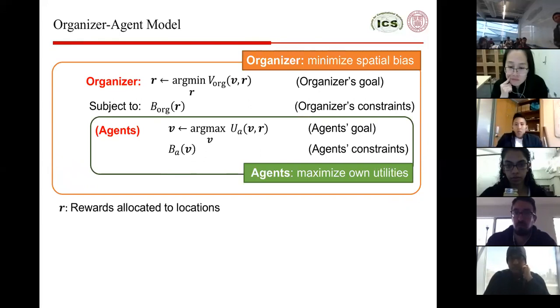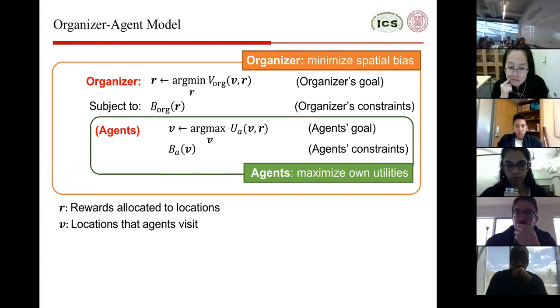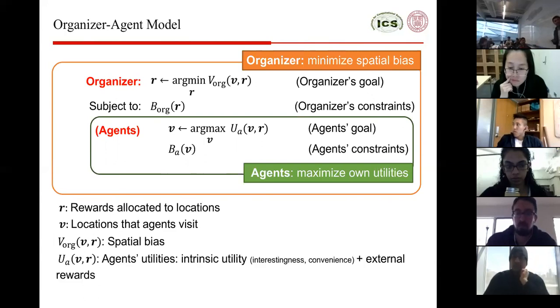Here, this R is a vector of rewards that the organizer allocated to different locations. And then V is a vector of, actually, the response from the eBird bird watchers. It corresponds to which locations they choose to visit. And this V of org is the organizer's goal. This corresponds to that we are going to minimize the spatial bias. And the U of A are the agent's utilities.